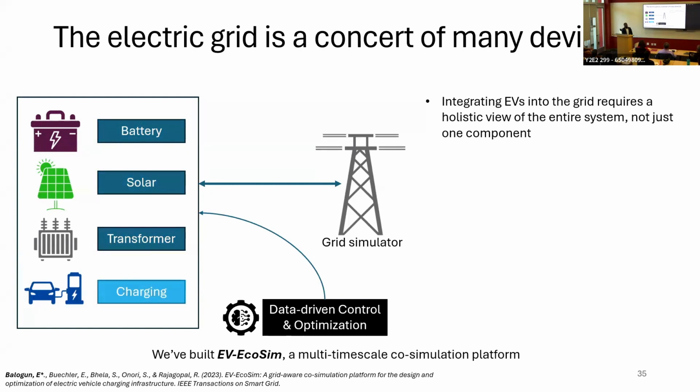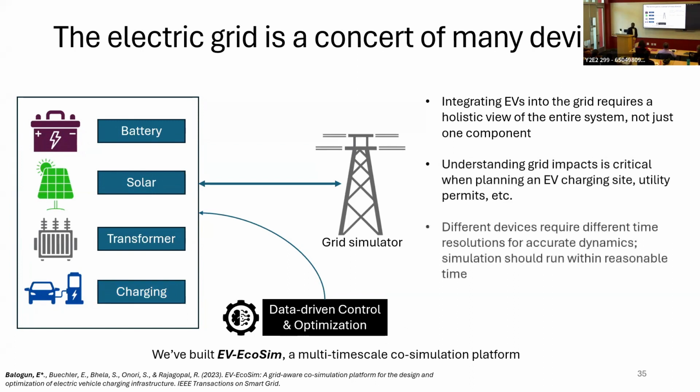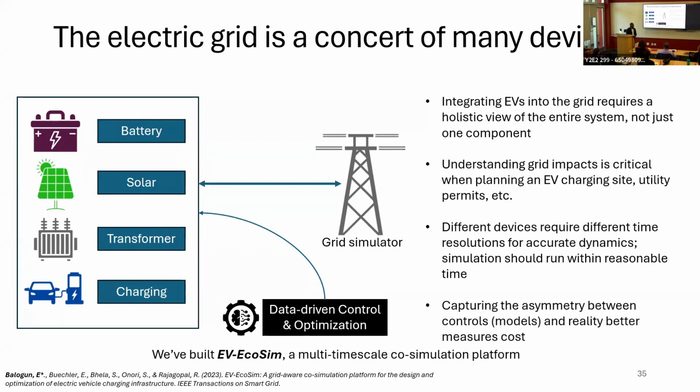Now, when we did this, we were thinking about a few things. One, we wanted to understand the impact that EVs would have on the grid when they're plugged in. We also realized that different devices require different resolutions at which you should simulate them. And so it was important to have that flexibility to do multi-time scale simulation. And then finally, which was missing in the literature, was the asymmetry between the optimization problem you're solving and the true system. I wanted to be able to capture this cost that could be incurred when you make some assumptions on the model.